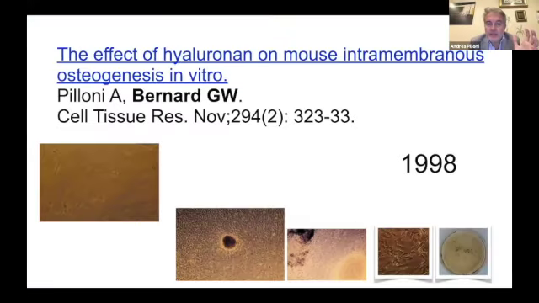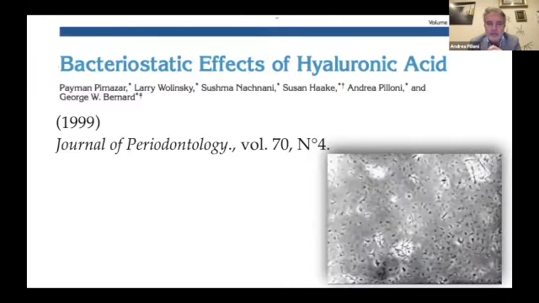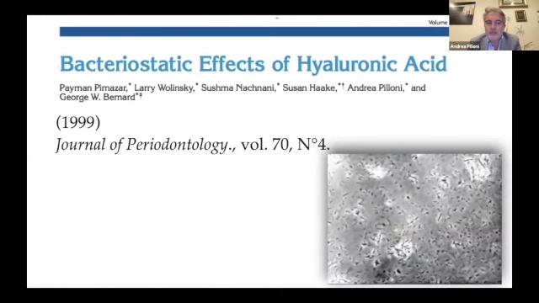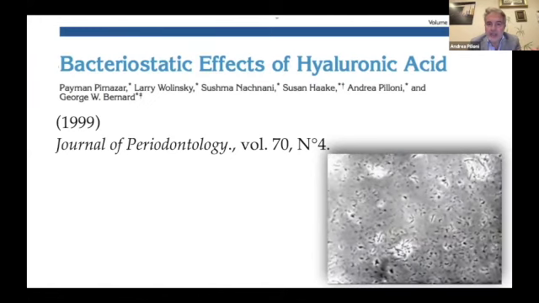And we published that HA has a role in creating calcification of the bony cells when they're close to getting into confluence and forming an osteogenic area. So 1998, the first publication on bone regeneration and bone growth. Also in 1998, we looked at the bacteriostatic effect of HA.